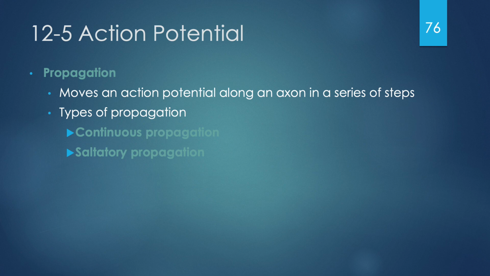Propagation is how a neuron moves an action potential along the axon in a series of steps so that it can continue that action potential to keep going. There are two different types of propagation, continuous and saltatory. We're going to discuss those in the next couple slides.